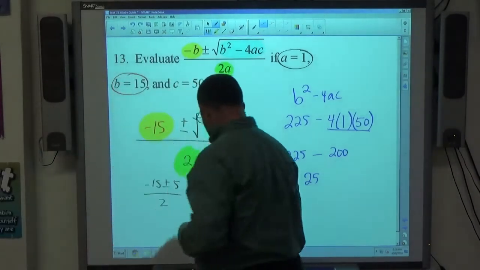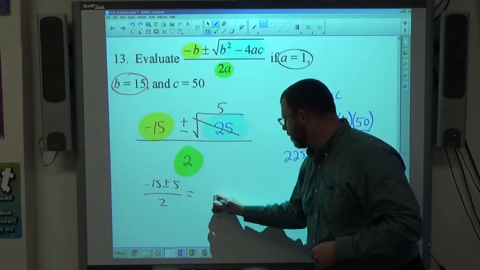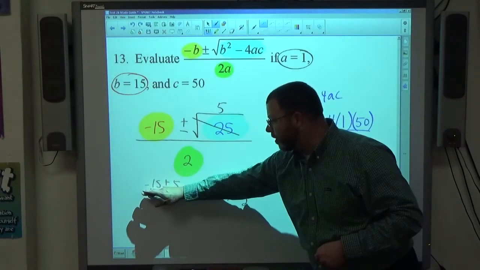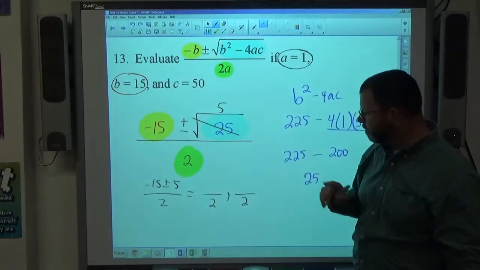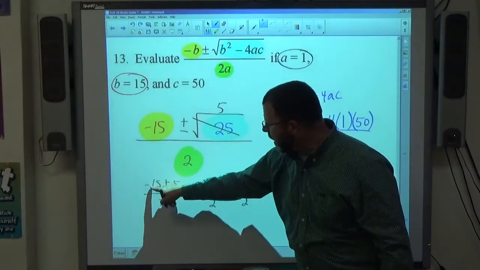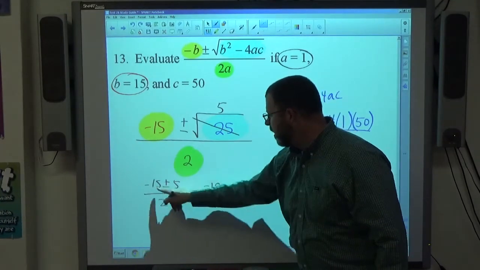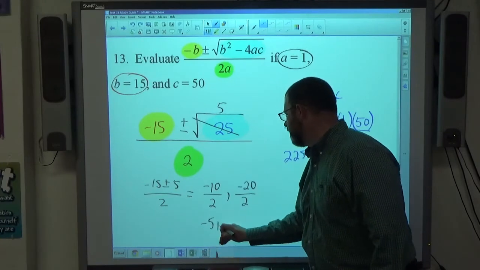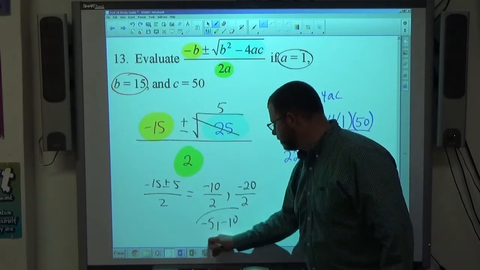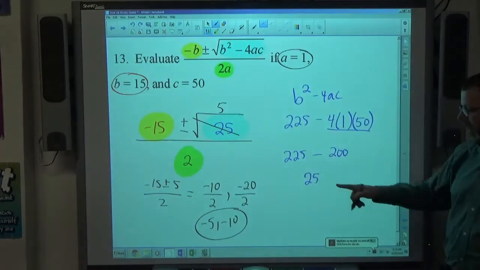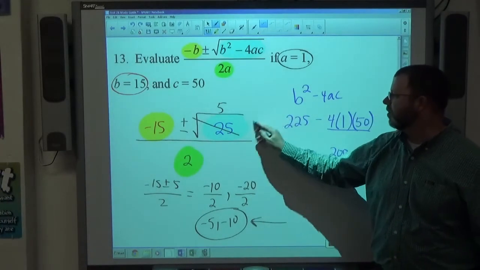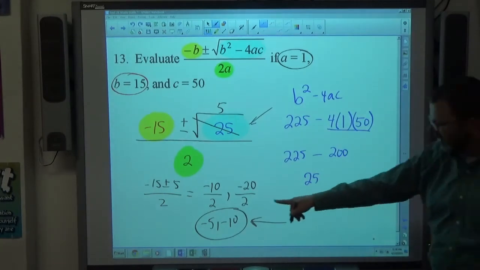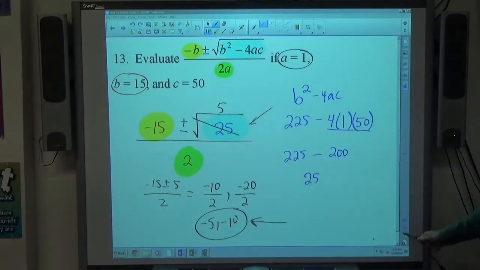That gets me two solutions. First solution is something over 2. The second solution is something over 2. It's this whole sum and difference over 2, so they're both going to be over 2. Plus or minus means to add and subtract. So negative 15 plus 5 is negative 10. Negative 15 minus 5 is negative 20. Negative 10 halves is negative 5. Negative 20 halves is negative 10. So if you get all the way down to this, you'll get full credit. Again, if you stop here with the square root of 25, you'll be right, but you won't be fully right. So I'm expecting these final answers looking like this.